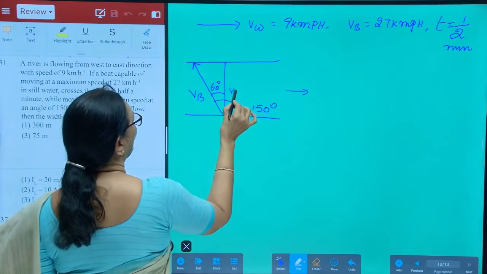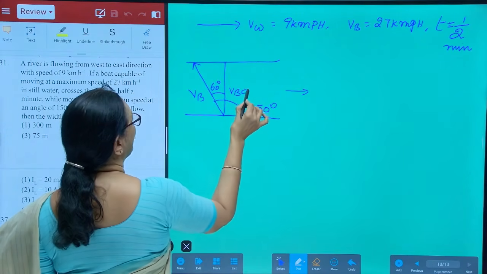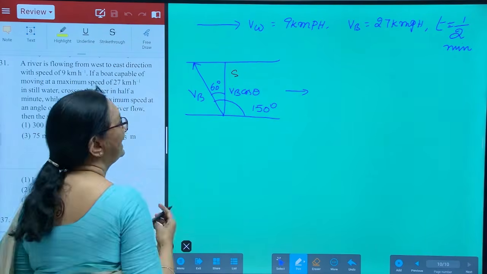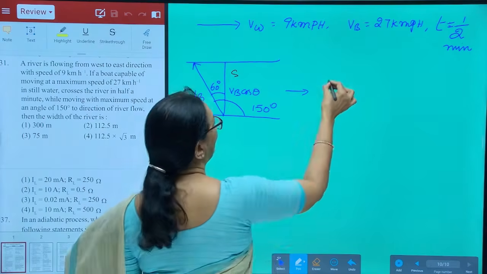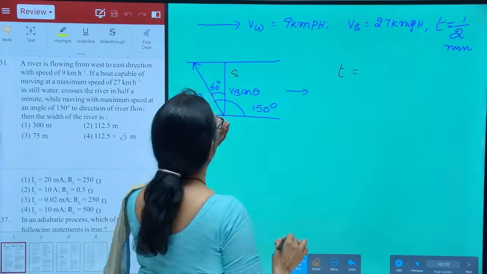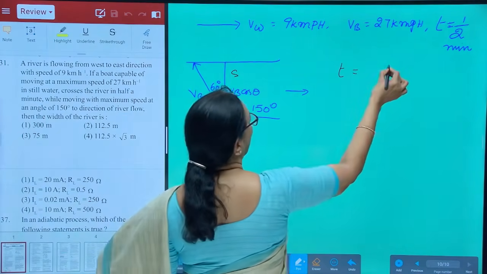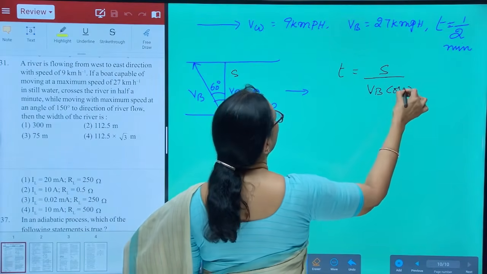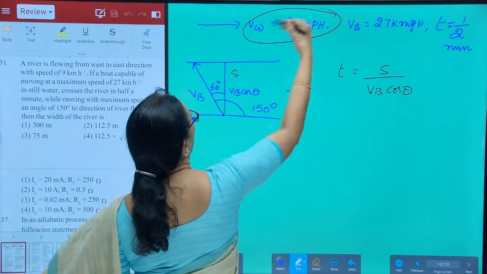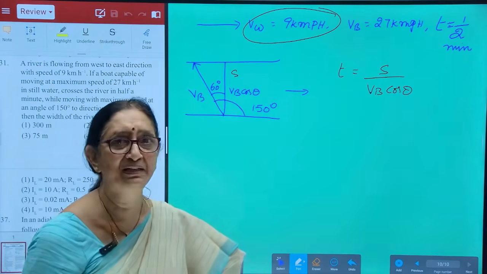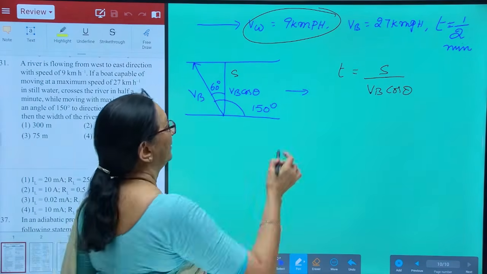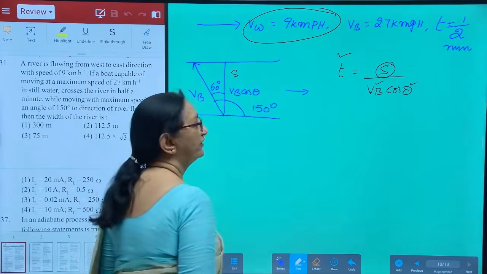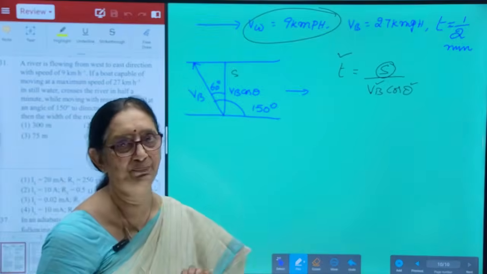The component of boat velocity in this direction becomes VB cos theta. The width of the river is S. Then the time taken to cross the river will be S by VB cos theta. In this problem, water velocity is redundant. We don't need that at all. So, here T is given, VB is given, theta is given. You need to find out the width of the river.